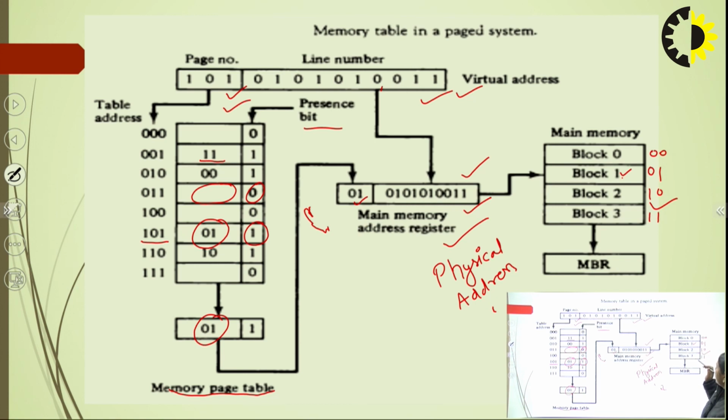We can transfer it into the memory buffer register, and it can be executed by the CPU. So, this is the mapping scheme by which we can convert a virtual address into a physical address, fine. After converting this address, we can easily execute this instruction or these pages from the main memory, okay, fine.